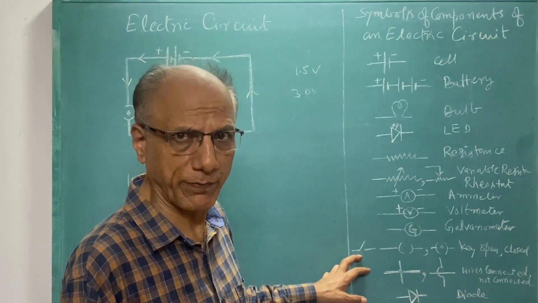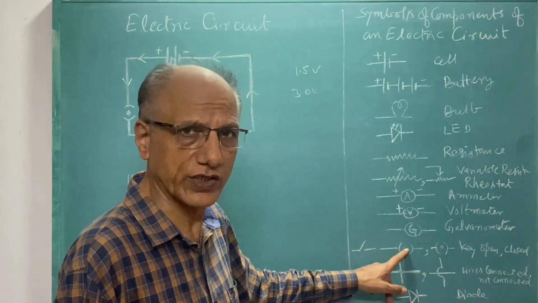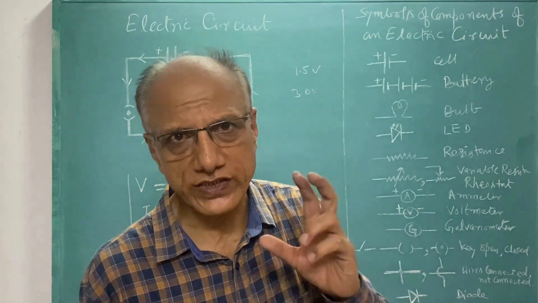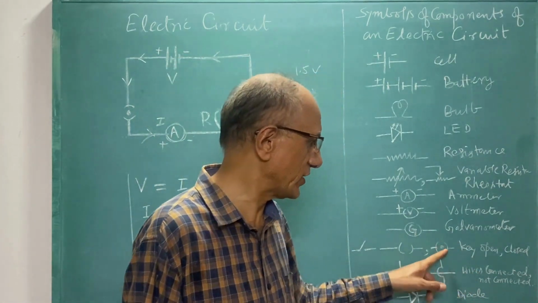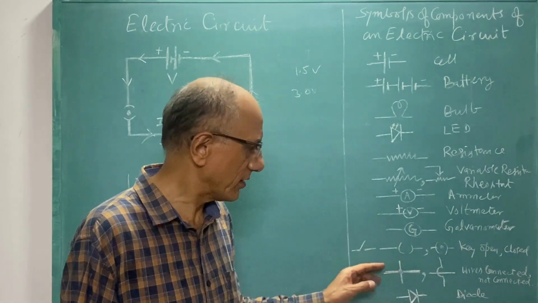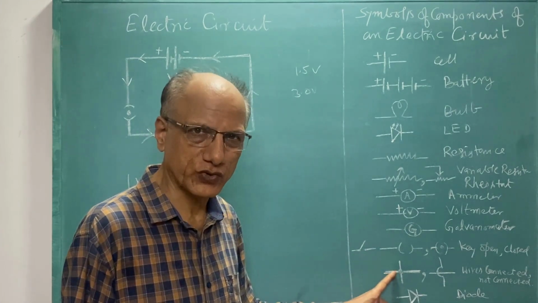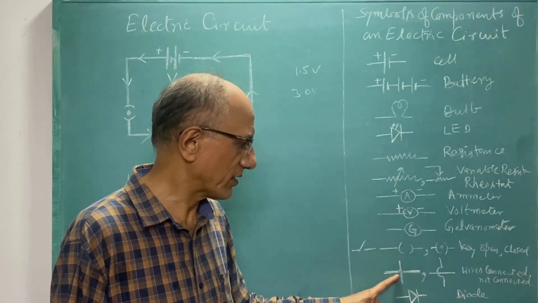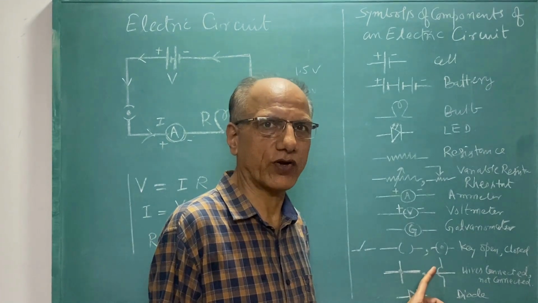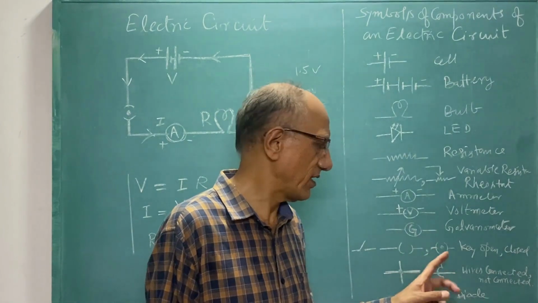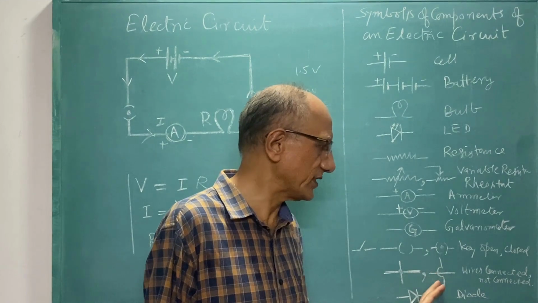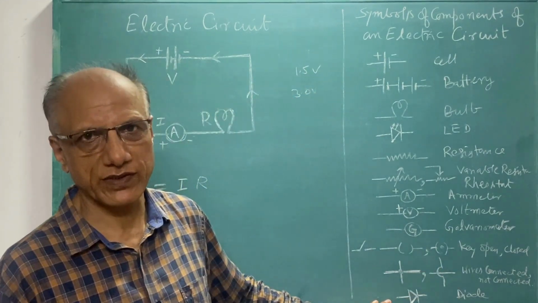This is, I told you, the tapping key. This is the key which is in open state, and this is the key which is in closed state, that means in connection. So this is the switch on and this is the switch off. Here the two wires are being joined, they are connected, and here the two wires are not in electrical contact, although they may be touching each other, because this one is over the wire, so it is not connected. And this is the simple diode.